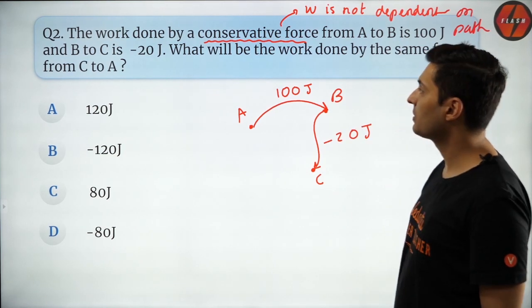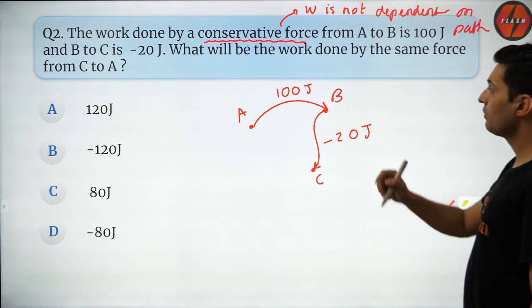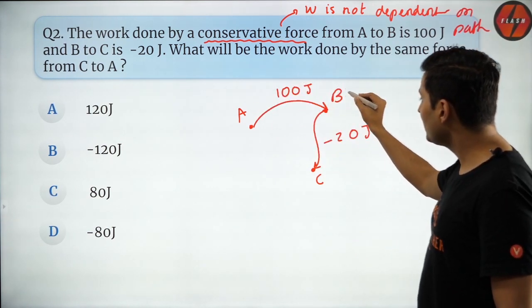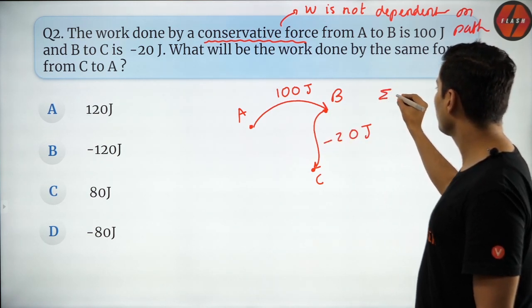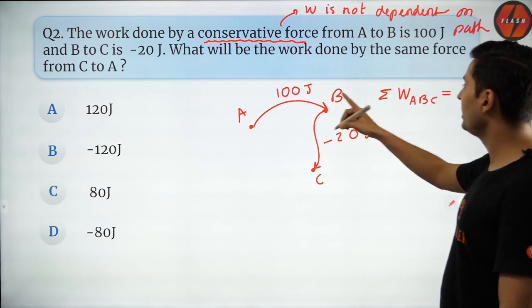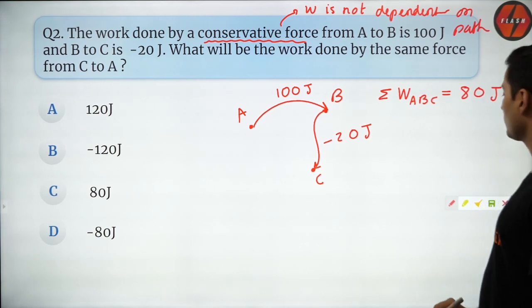Minus 20 joules. The question is, what will be the work done by the same force from C to A? Now, think about it. In this entire journey from A to B to C, what was the total work done from A to B to C? I believe it is 100 minus 20, which is just 80 joules.